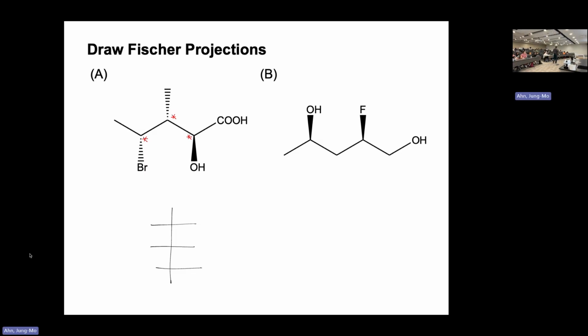I mean, you can do either way. There are the carboxylic acid and the methyl. You can put the carboxylic acid on top, or you can put the methyl group on top. It really doesn't matter. But the more followed convention is that the carbon with the more oxidized state goes to the top.